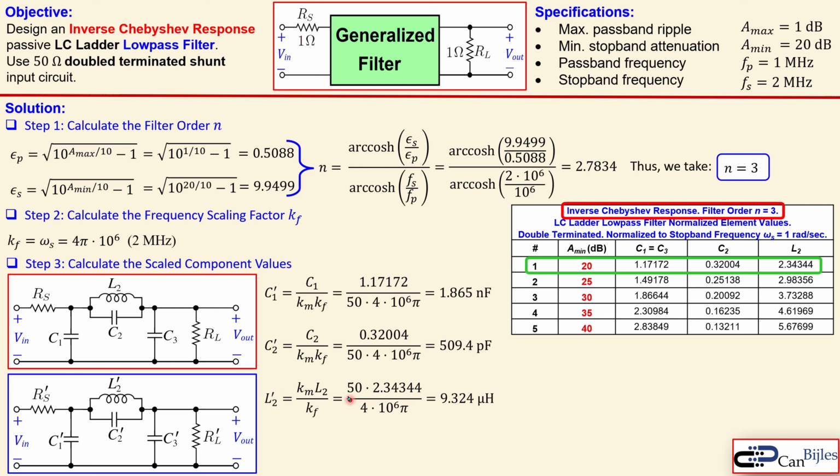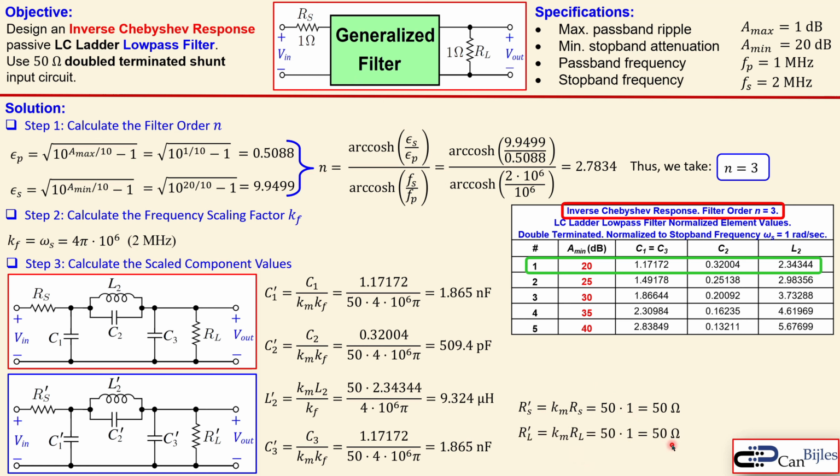L2 prime is a similar calculation we have also done in the previous videos. Now you use the Km times the L2. L2 is from the table here over the Kf, and then you get now here 9.324 microhenries. C3 is exactly the same as C1, so the C3 prime is exactly the same as C1 prime, so it's also the same value. RS prime and also RL prime, they're just 50 because it's 50 times 1, so RL is also 50 ohms. So we get now all the component values, so we have now in total 6 component values here. We have now determined our values for this circuit.